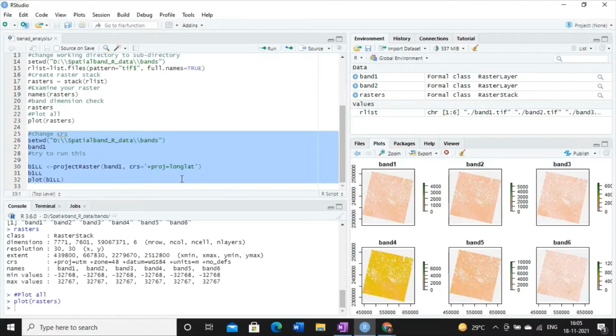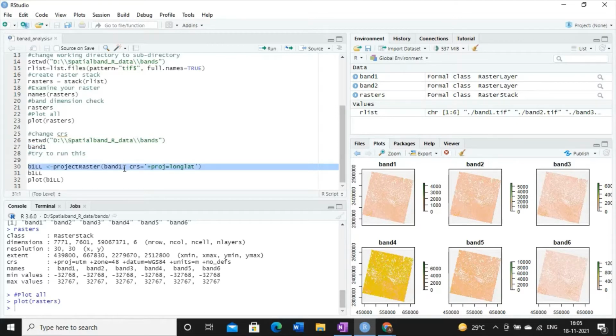In the previous class, we have already discussed how to load different bands. So this output is already visible on the right hand side that we have covered. But what is our topic of discussion? Now see this highlighted portion. Here, I am working on band 1. So among band 1 to band 6, I'm working on band 1, and I'm just using some project raster function.